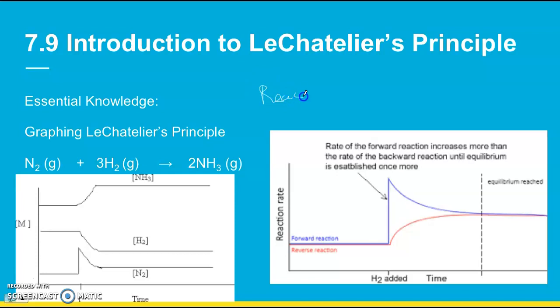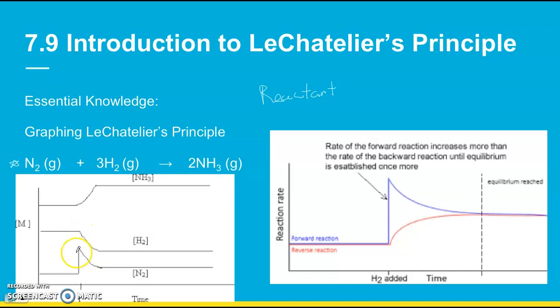So the reactant is going up. In the case of the graph on the left, we're using this equation right over here. We're increasing at time t how much nitrogen we have. So that's the stress that's applied. So we increase nitrogen at time t. Nitrogen is a reactant, so the reaction will shift to the right to get back to equilibrium.